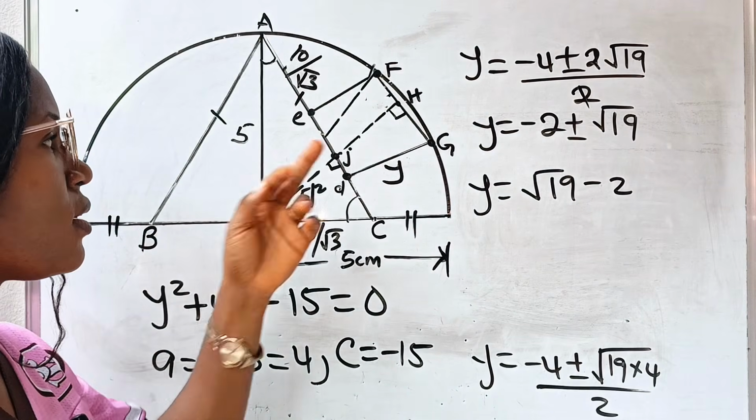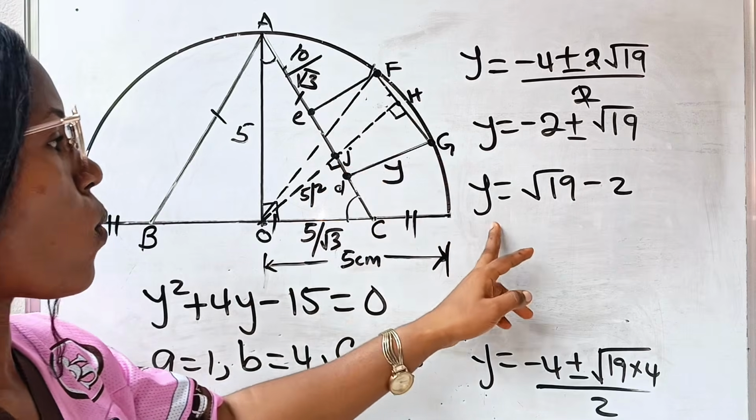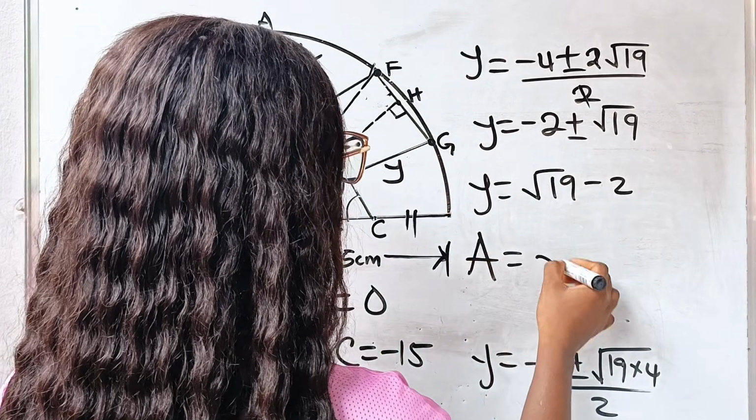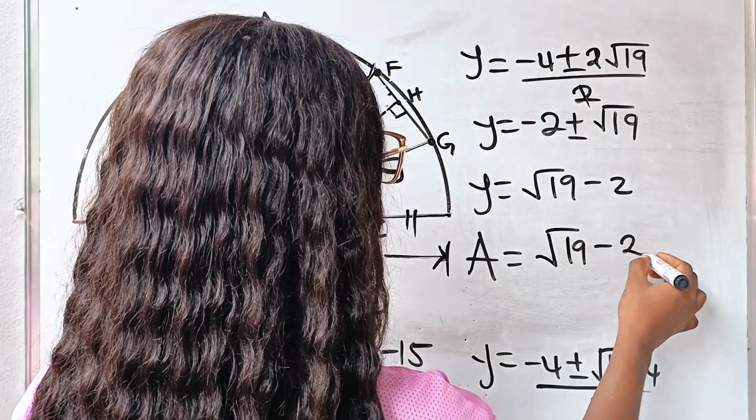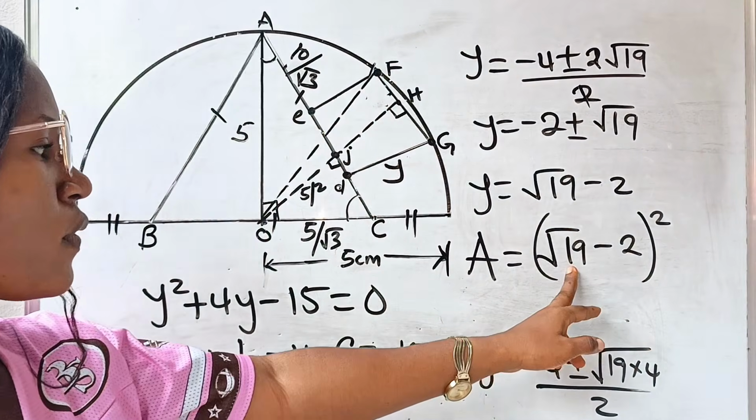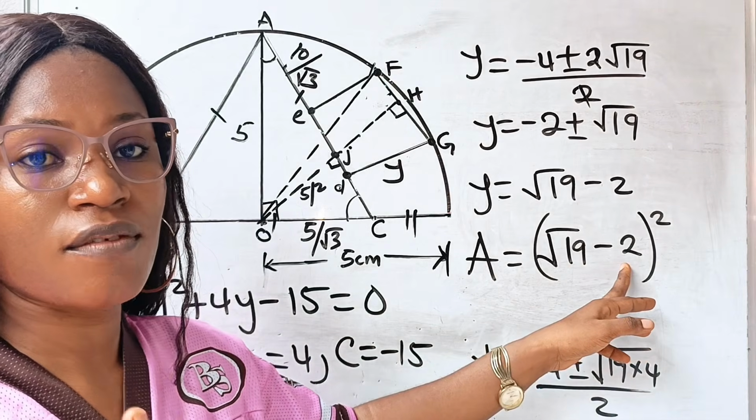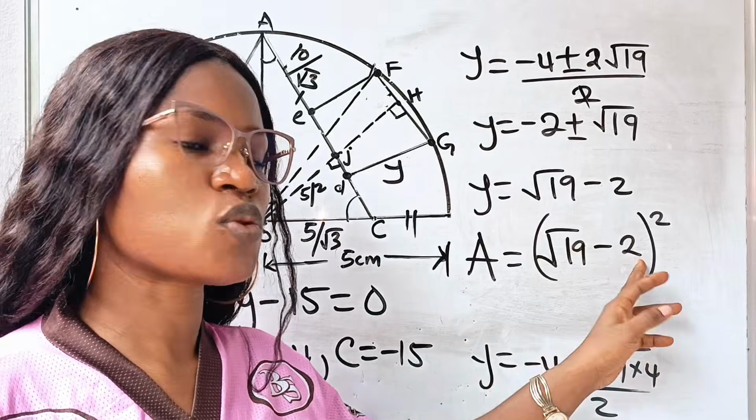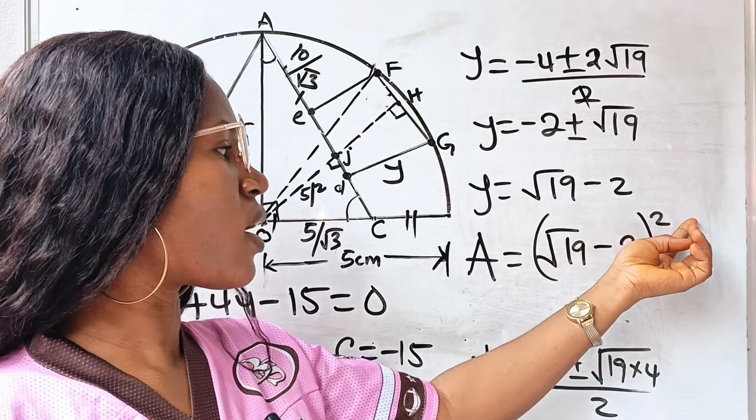Now, the area of this square is y squared, right? So the area will be equal to root 19 minus 2, all squared. Okay, so if we solve this arithmetic, as I have a calculator, we are going to first find root 19 minus 2, which will give us a number, and we'll square it to get our area in units squared.